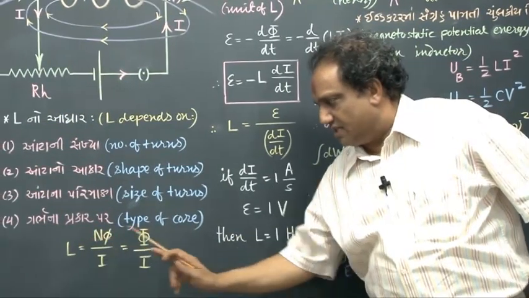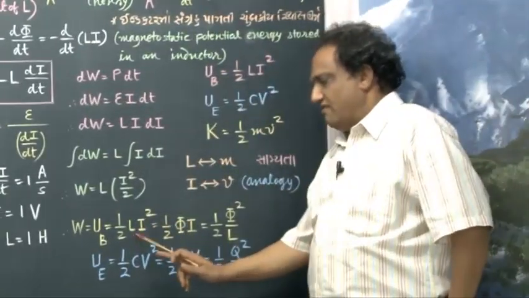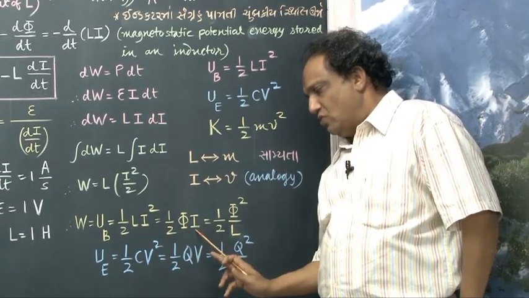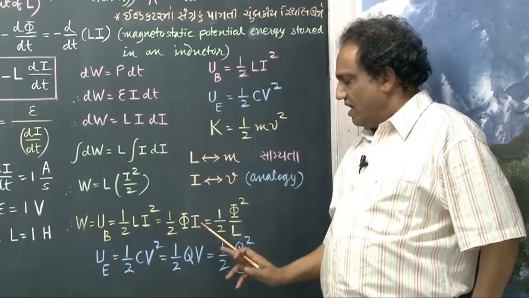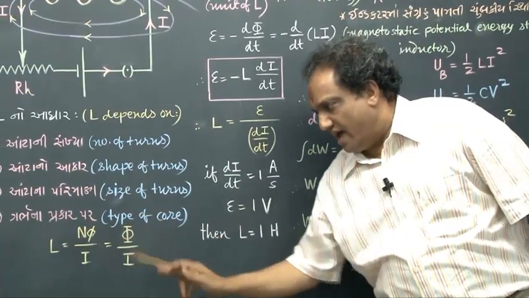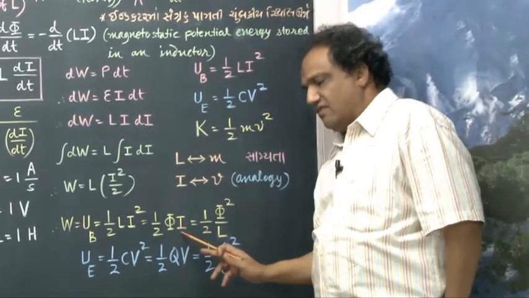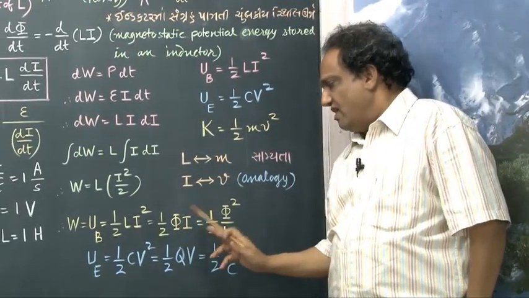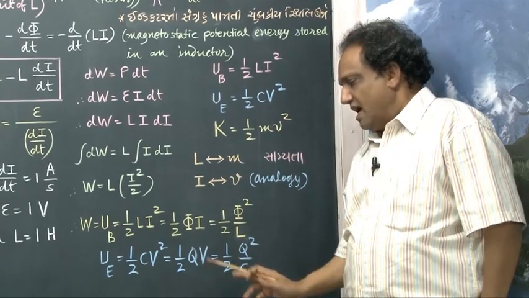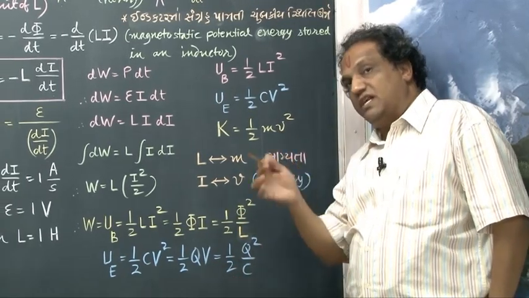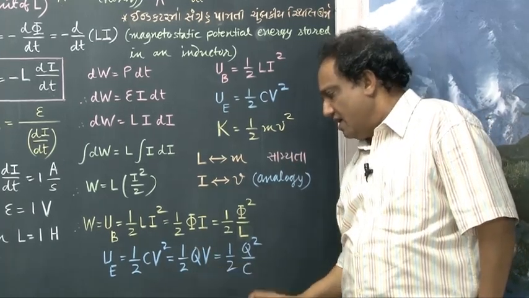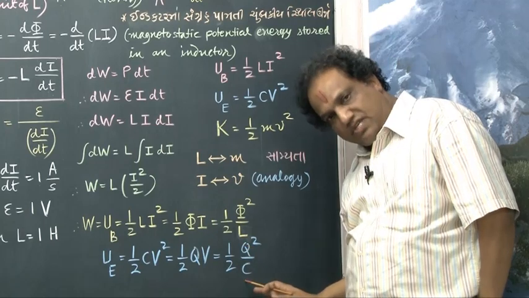What is L into I? It is nothing but capital Phi. So when you write 1 by 2 L I into I, but L I is Phi, into I. Now just put the value of I. The value of I from here will be phi upon L. So if you write I equals phi upon L, then phi into phi will be phi square upon L. 1 by 2 phi square upon L. And similar two formulas you had studied in third semester in case of a capacitor. They were 1 by 2 Q V and 1 by 2 Q square upon C.